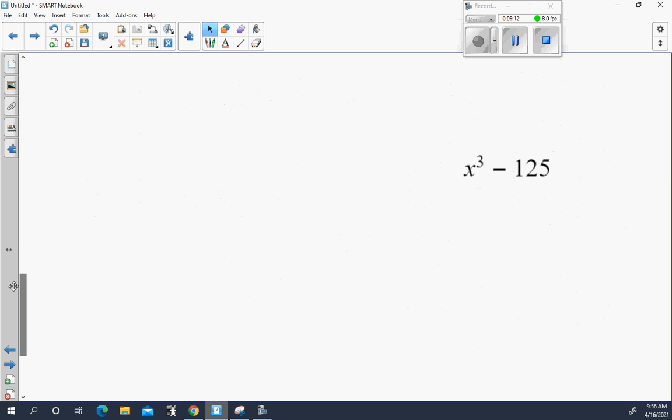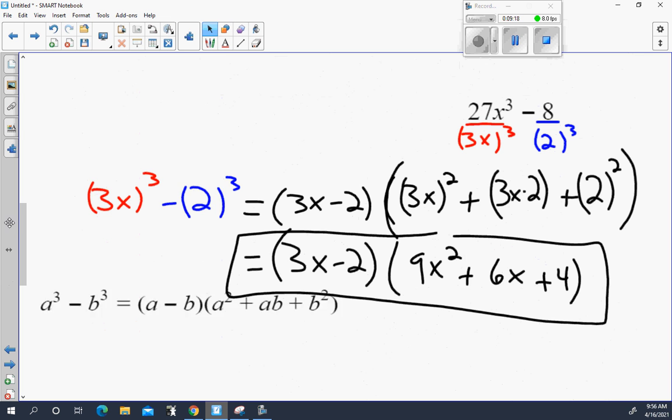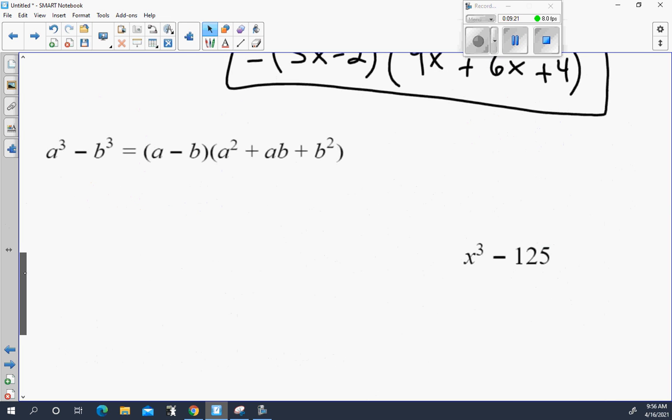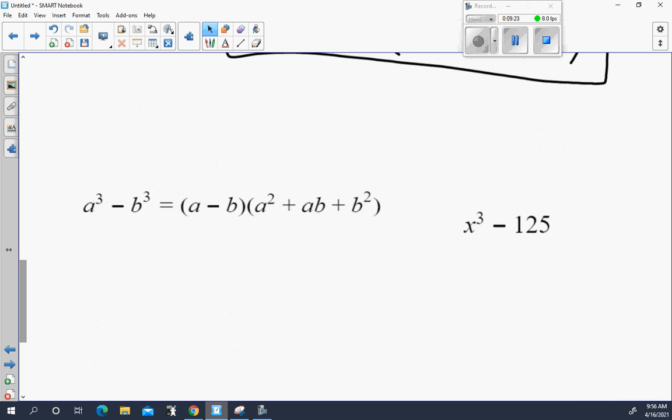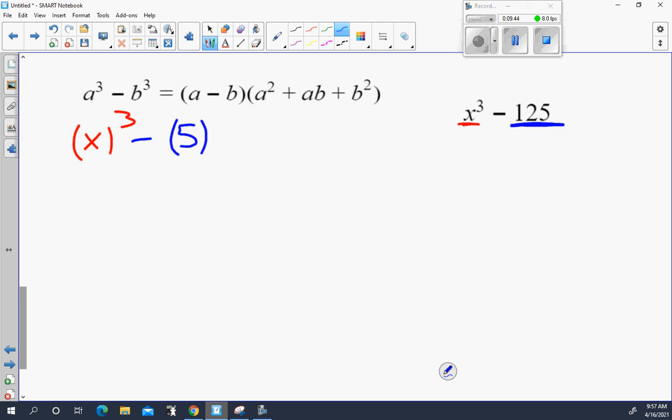Couple more. Is this the sum or the difference? It's the difference, right? So I'm just going to bring my formula down so I can look at my formula. We have the difference of perfect cubes here. What's A in this case? It's just x. So we have x cubed minus, what is it? The cubed root of 125. It is 5 cubed.